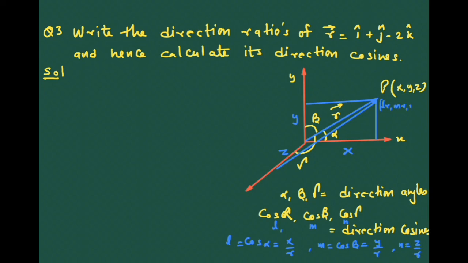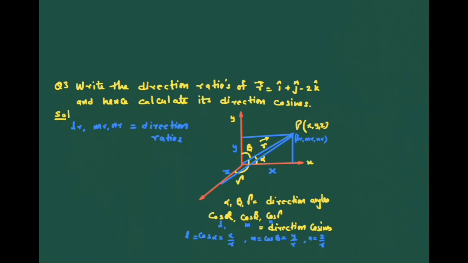So the coordinates of point P are LR, MR and NR, and these are known as direction ratios of vector r. Now back to question. For question, r is equal to i plus j minus 2k. Here a is equal to 1, b is equal to 1 and c is equal to minus 2.